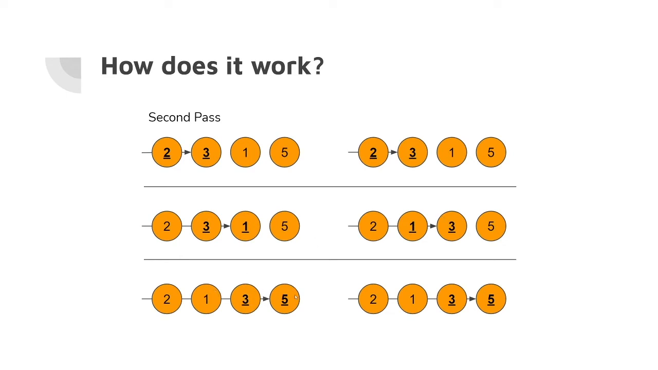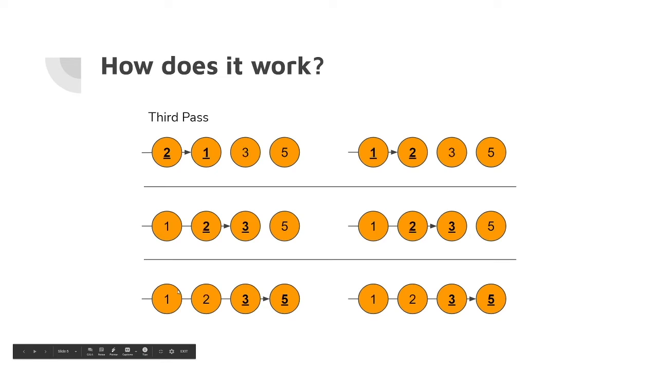And on the last set of numbers, you have 3 and 5. These are already sorted. Nothing needs to be done, but as you can tell, it's not completely sorted yet, so we're going to go again onto the third pass. So the third pass, 2 and 1 needs to be sorted because 1 is lower than 2. So we're going to swap them.